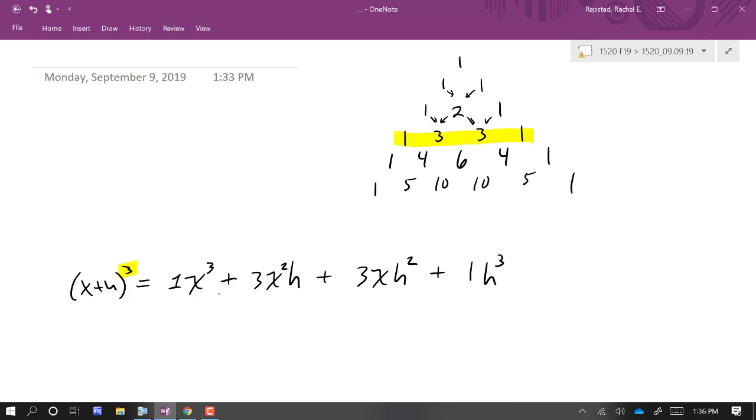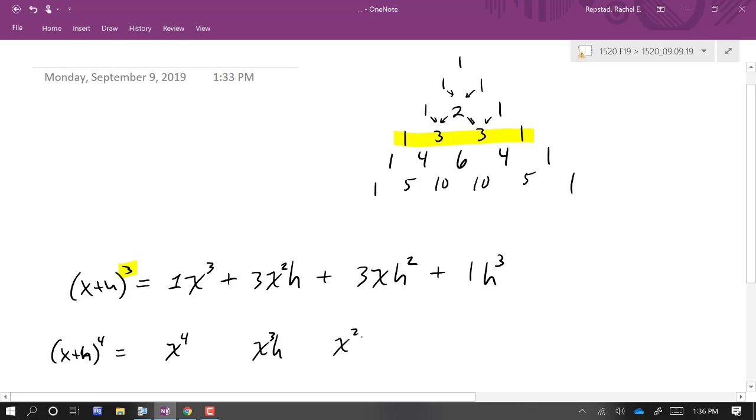Like if I wanted to find, for fun, x plus h to the 4th. Well, I'm going to start out by saying, what are the terms I'm going to have? I know I'm going to have an x to the 4th term. What's my next term? X cubed h. X squared h squared. X h to the 3rd. And then h to the 4th.